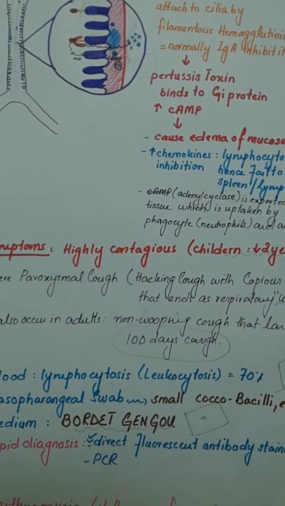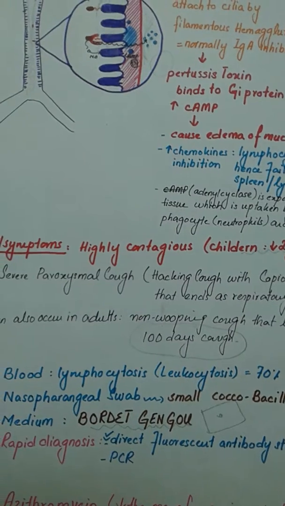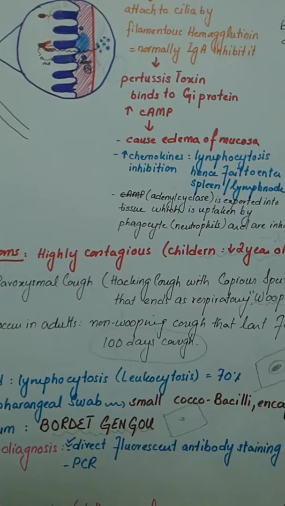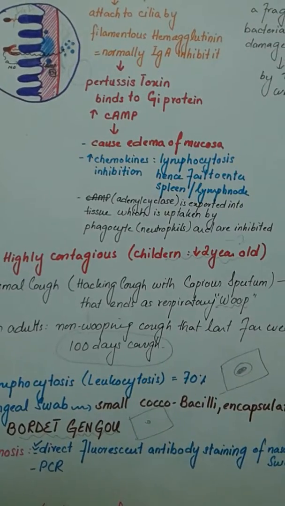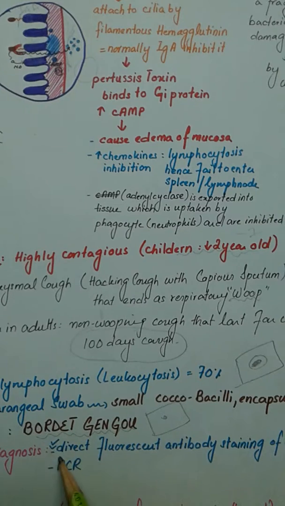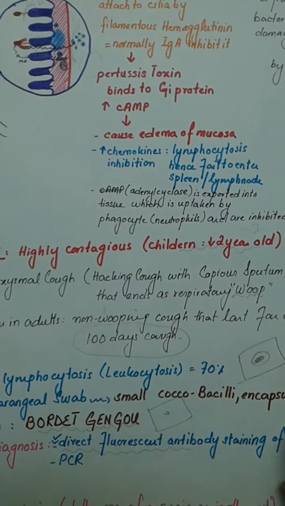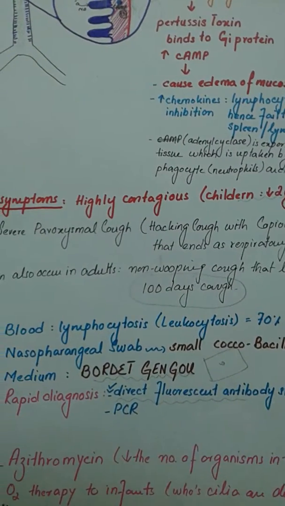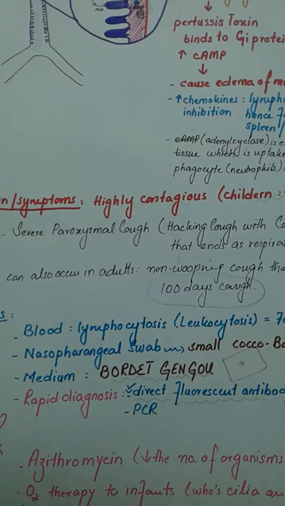But for rapid diagnosis of pertussis, because it is quite a threatening, alarming disease in young children, we use direct immunofluorescence antibody staining of the nasopharyngeal swab. This is a very good test because it helps in identification of the organism a lot more quickly, and we can also do PCR in order to identify it by its DNA. Now, the treatment of choice is azithromycin.